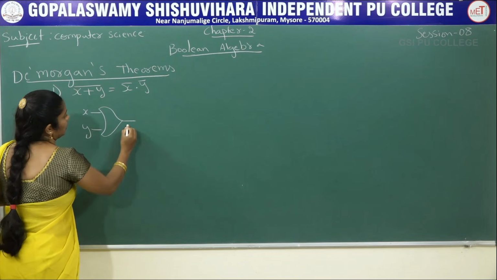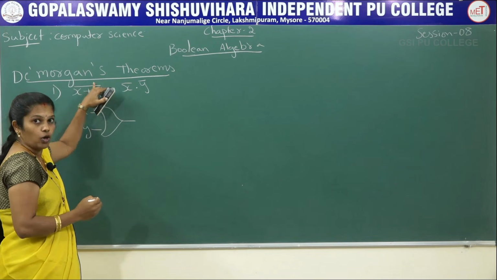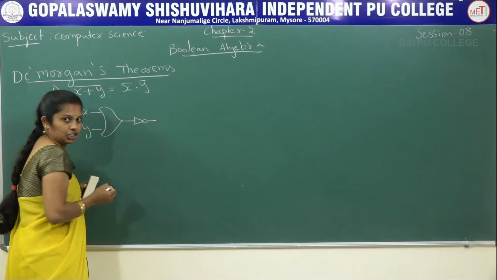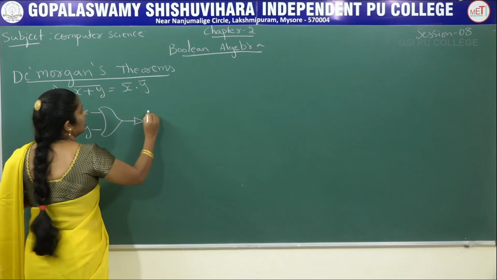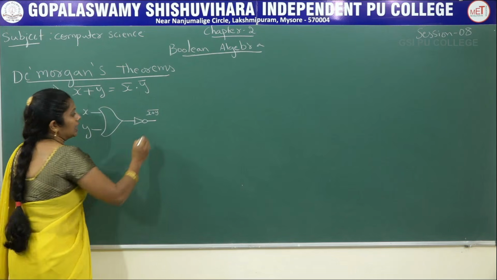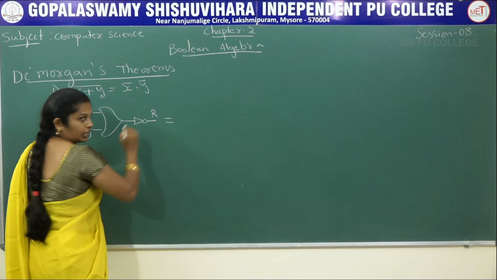Then what output do we get here? X plus y. But here we have x plus y whole bar. That's why you have to negate it, the not operation. Then the output is x plus y whole bar. That is equal to, I am going to call it r here. This is the output r.